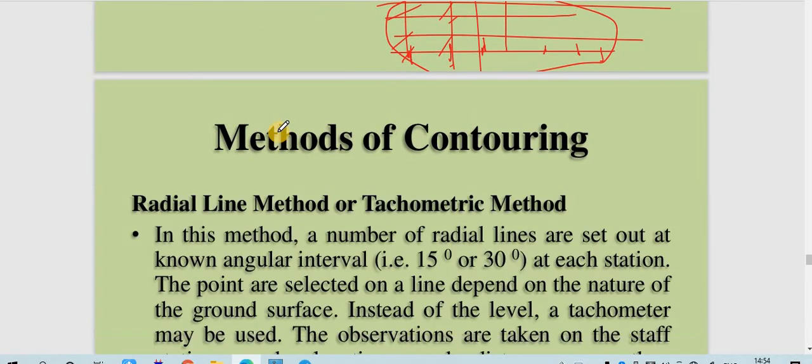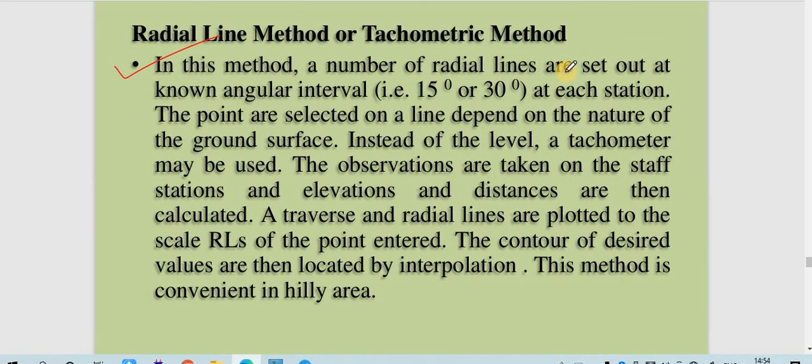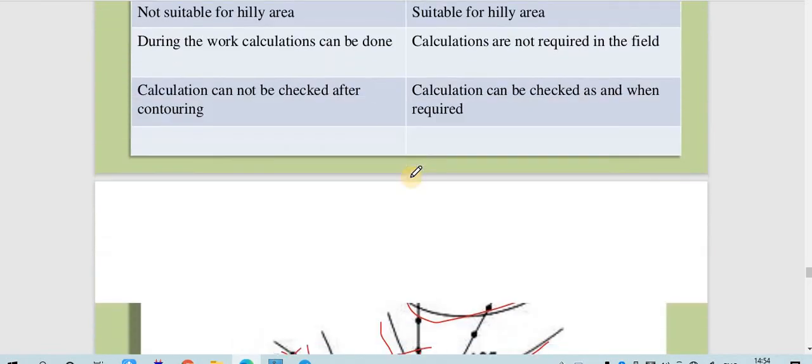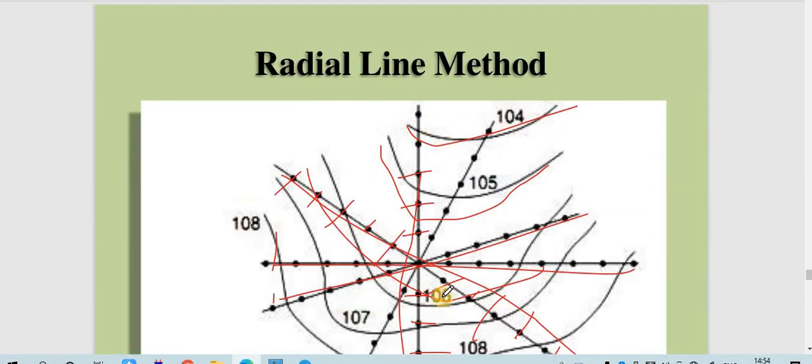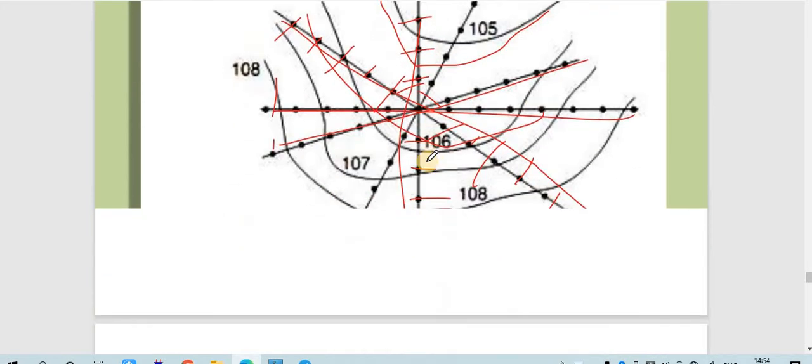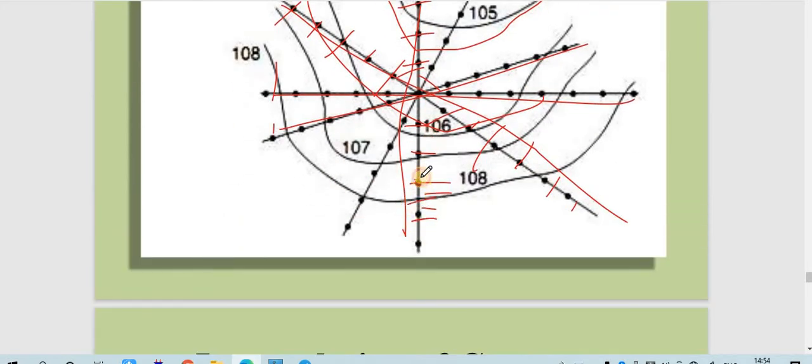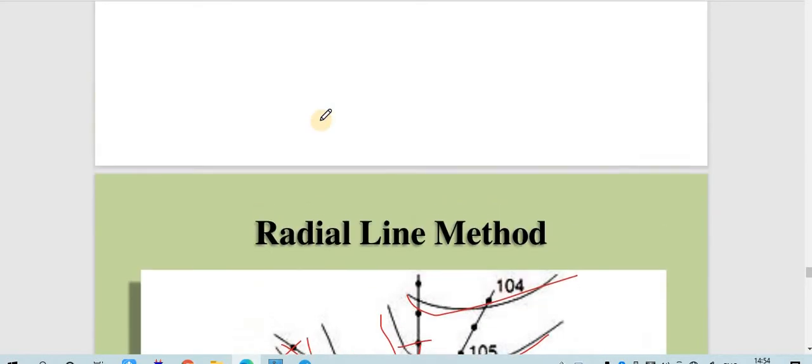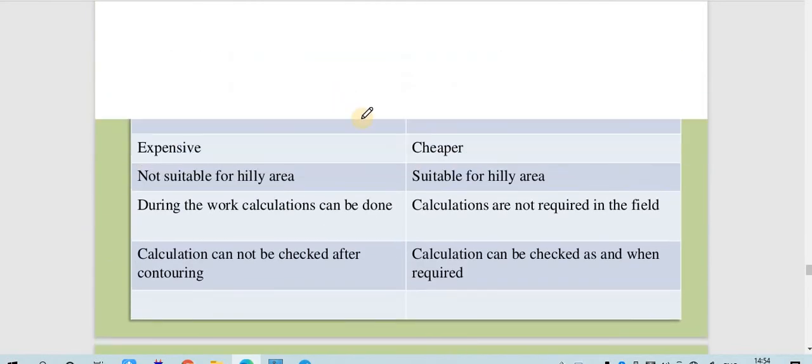Next one is your radial line method. In this method a number of radial lines are set out at a known angular interval, 15 degrees or 30 degrees. So as you can see, different lines have been prepared which have an angle of about 15 degrees or 30 degrees. Then you have to take some intervals, and at the intervals you find out the reduced level, and with the help of interpolation you draw your contour lines. In this way you can prepare your contour map with the help of the radial line method.